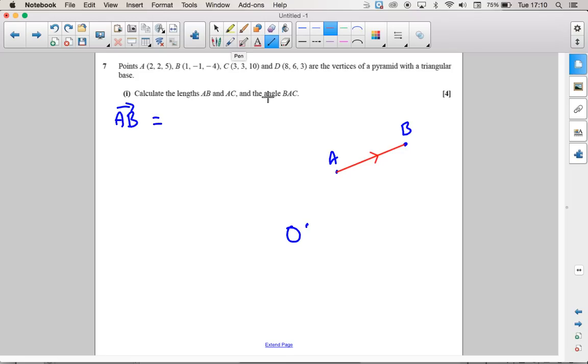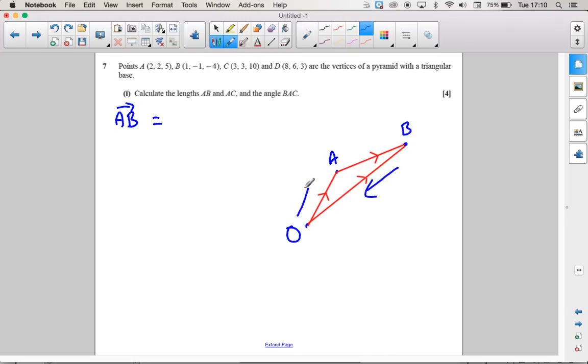We know A and we know B. We know this and we know this. So I'm going to need to go back along here and then up here. So that's going to be minus B plus A. So I'm going to want minus B, which is this, plus A, which is this. So we get 1, 3, 9.